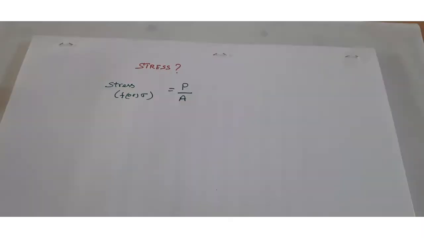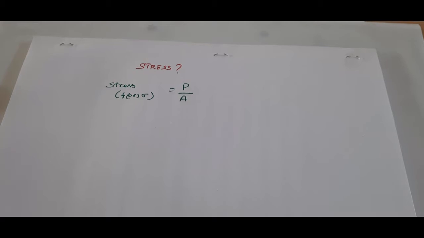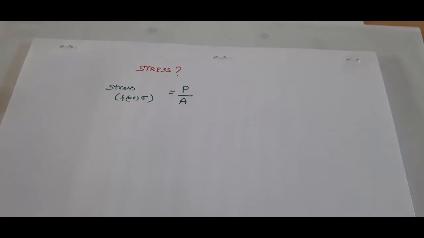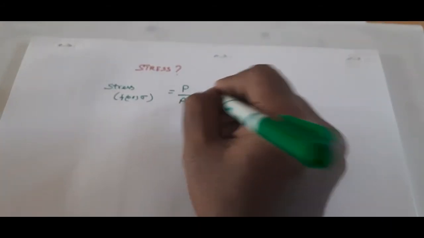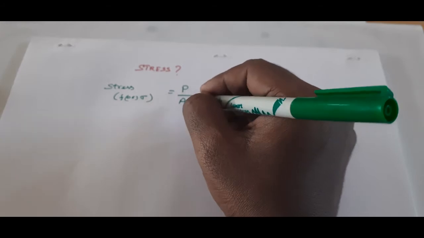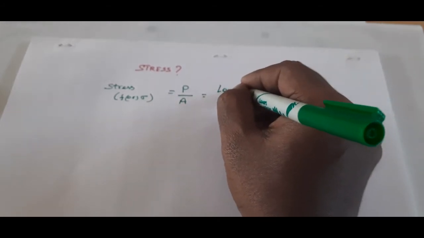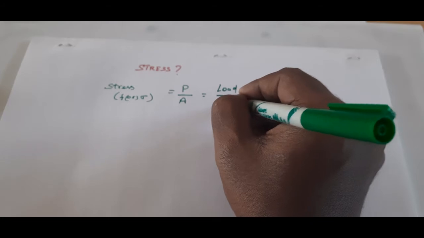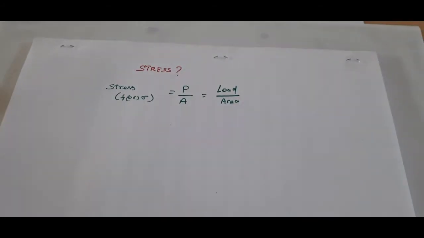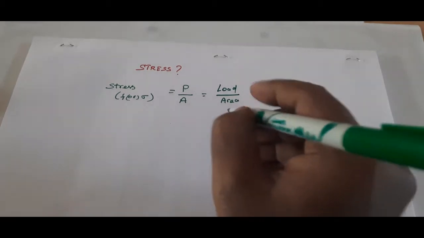This is meant to explain what stress is and how the stress expression came. A detailed analysis and conceptual approach on how the load divided by area comes about. Normally, stress is mathematically represented by P divided by A, where P is the load and A is the area of the cross section of the member on which stress is being applied. So let us now see how this load divided by area is derived.